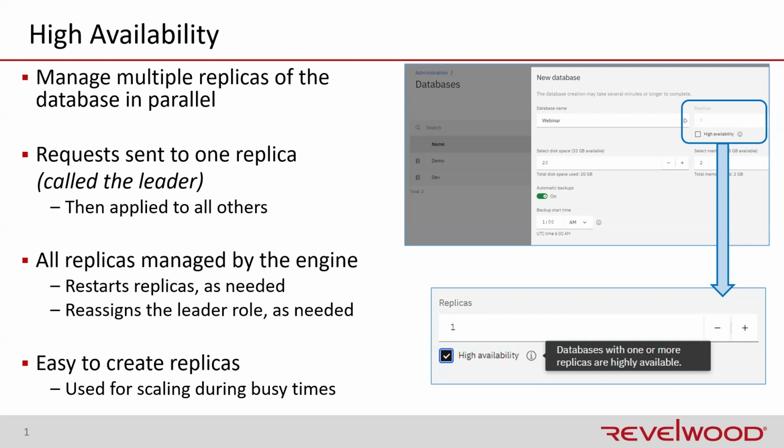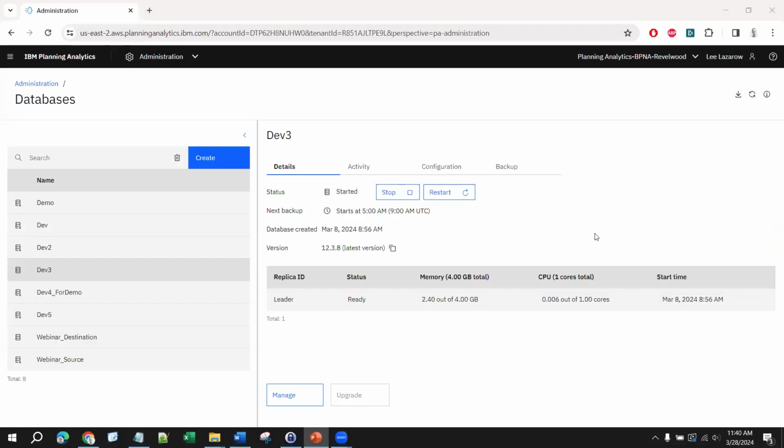So what you can see on the right side of this screen is how you're going to do it. You're simply going to click on high availability. You're going to define the number of replicas. But what I'd like to show you is a live one in action. So I am going to bring us over to a live environment right now.